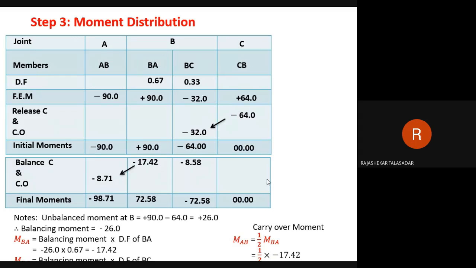Balancing means intermediate joints have to be balanced. First calculate the unbalanced moment by adding MBA and MBC. Then the balancing moment will be minus the unbalanced moment. The balancing moment into the distribution factor of each member gives the moment to those ends. Then carry over. If the far end is fixed, it will be carried over by half the magnitude. If BC has a moment, it should be carried over to CB, but as C is hinged, no moment will be carried over to CB.